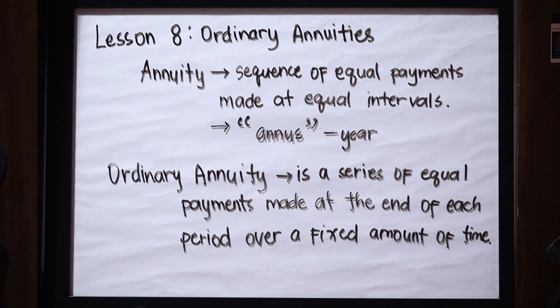An ordinary annuity is a series of equal payments made at the end of each period over a fixed amount of time. And also, the payment comes at the end of the covered term. An example is, a payment for the installment loan on January 1 is actually paying for February 1. And when an amount is paid on February 1, it is actually for the month of January. So in an ordinary annuity, what you pay is what you consumed in the previous month.